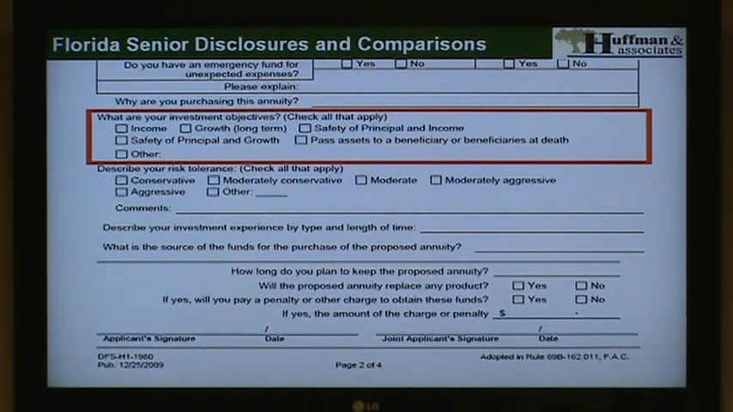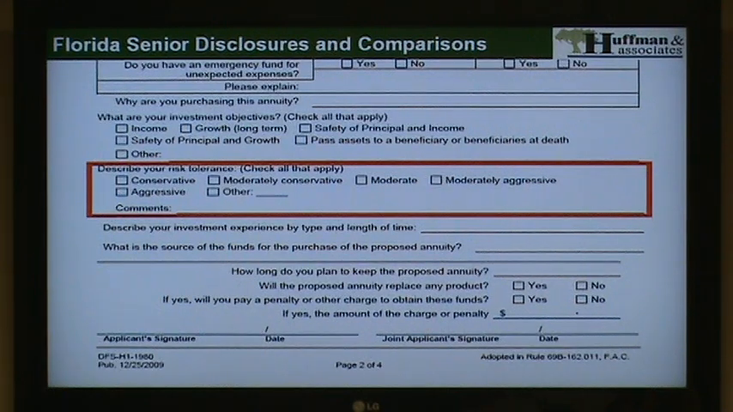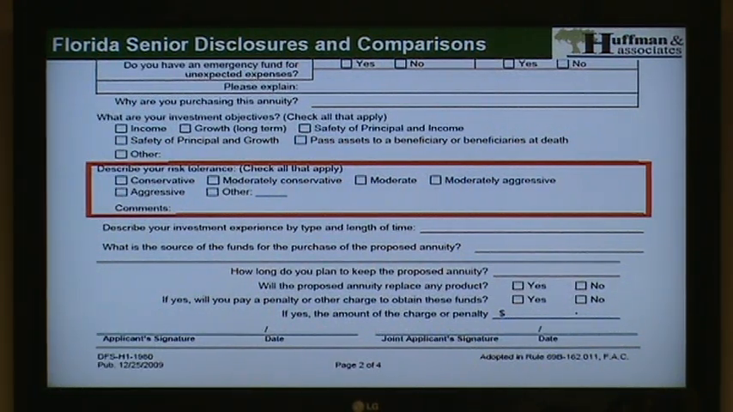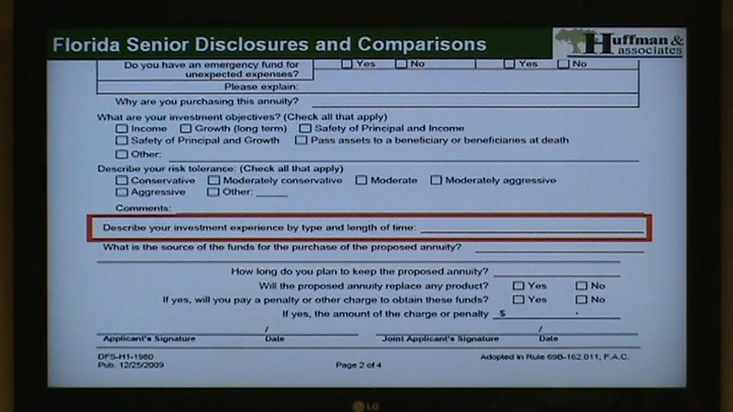Describe your risk tolerance. It indicates check all that apply to the owner, but to me, you're either one type or another. In any case, make sure to complete the other section if that box is checked, and none in the comments section if there are no additional comments regarding risk tolerance. Describe your investment experience. List all types of investments made by the owner and the amount of experience in them. If none, answer with none.